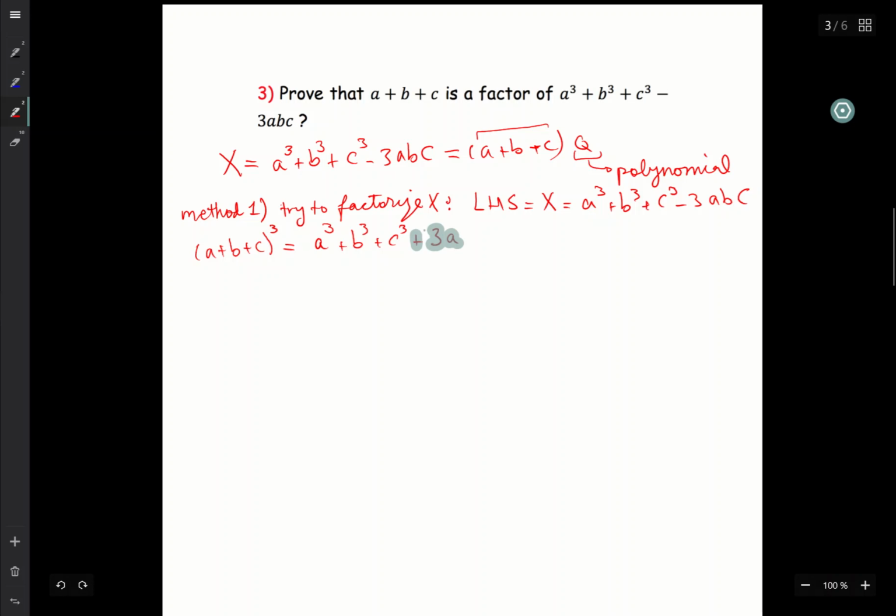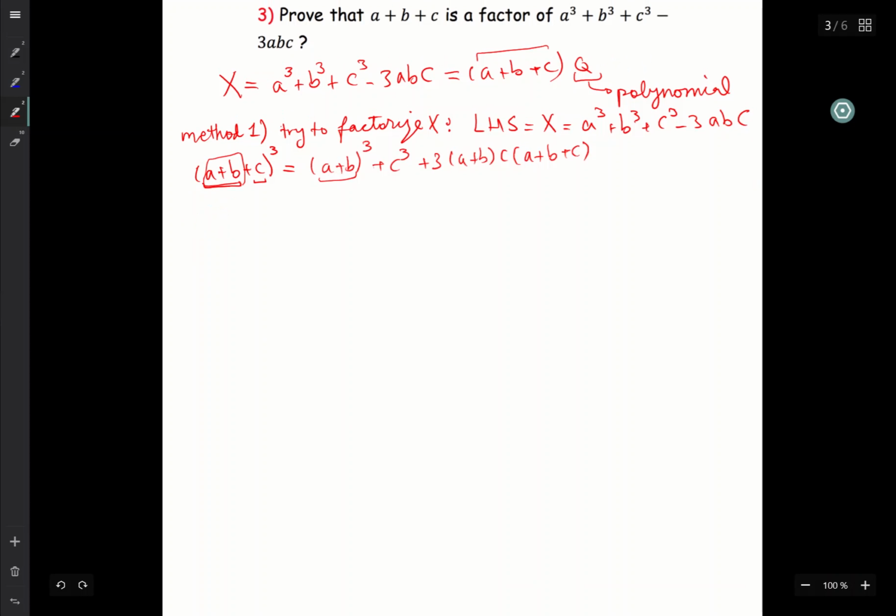Let's see, we can just write this as (a + b) cubed plus c cubed plus 3(a + b)c(a + b + c), right? So basically I thought of a + b + c as a + b being one factor and c another factor, right? And now we have an (a + b + c) out, and this is good.